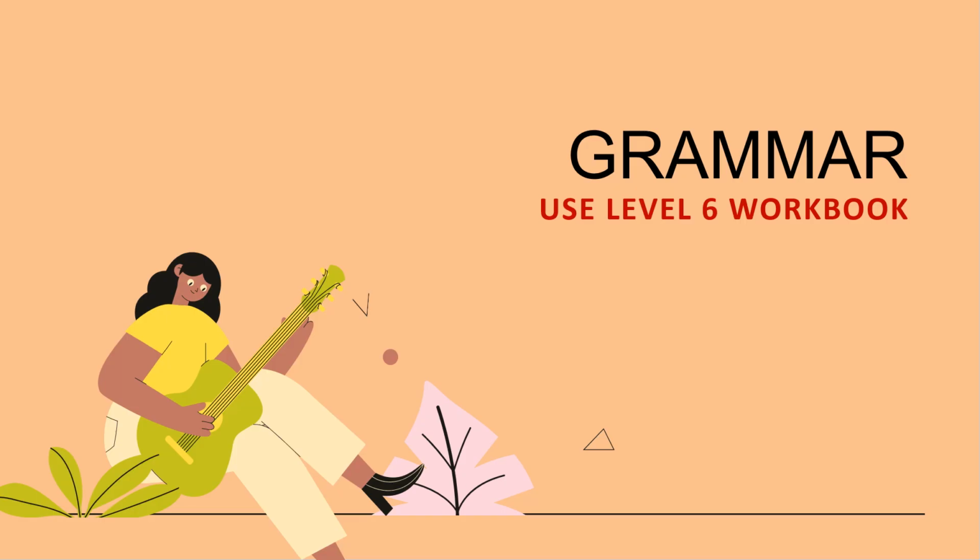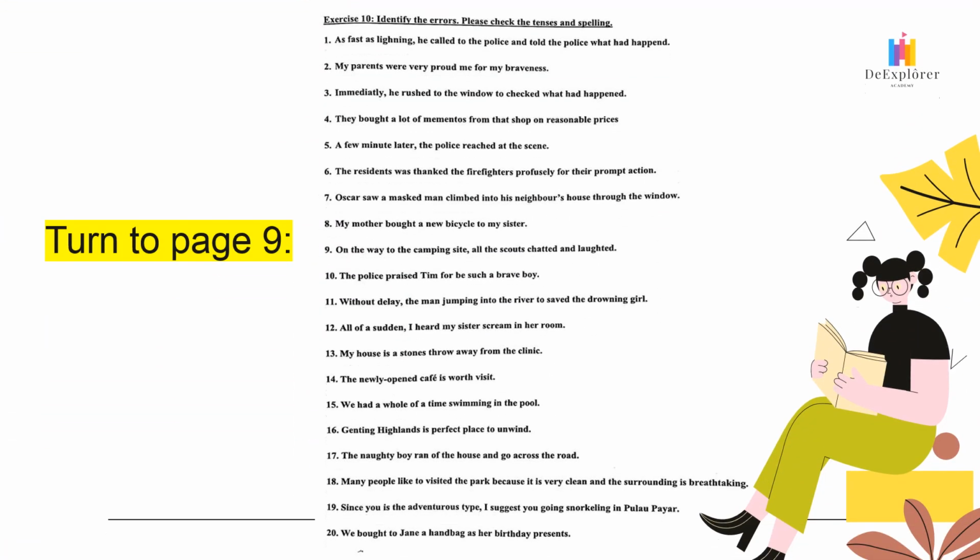Take out your level 6 workbook. Okay, now I want you to turn to page 9 and look at exercise 10. Exercise 10, you have to identify the errors and also check the tenses and also the spelling as well. So I will do question number 1 together with you. Get ready with your pencil and then we will do it together.